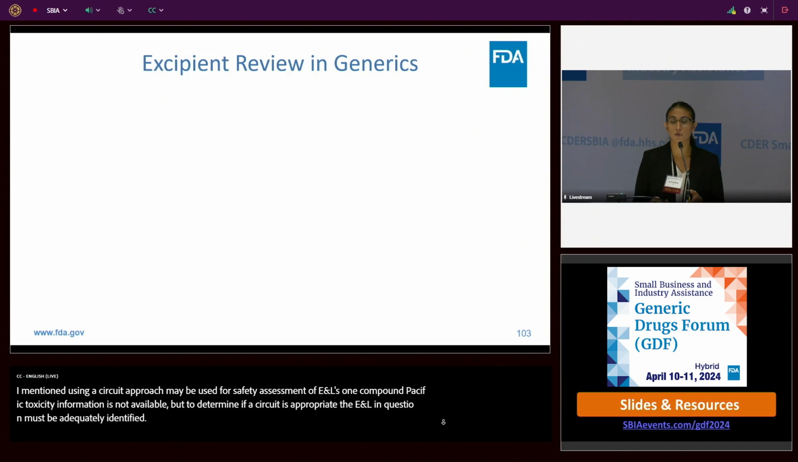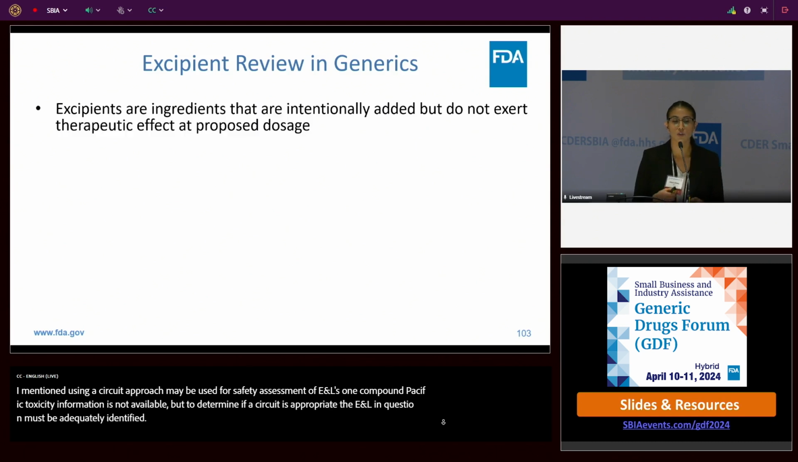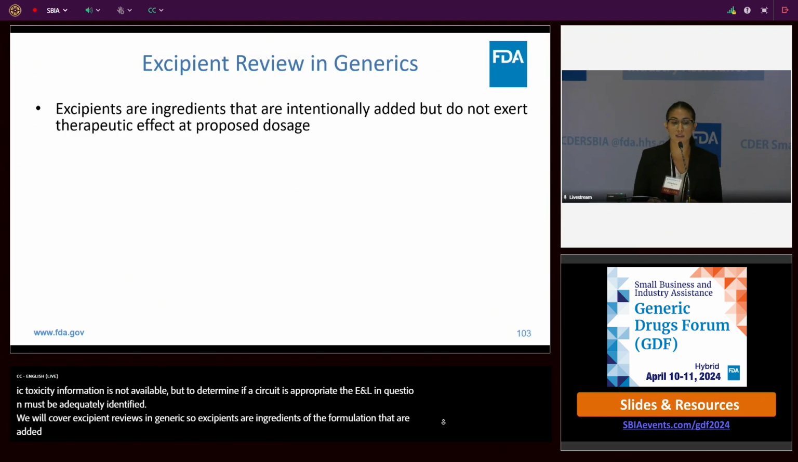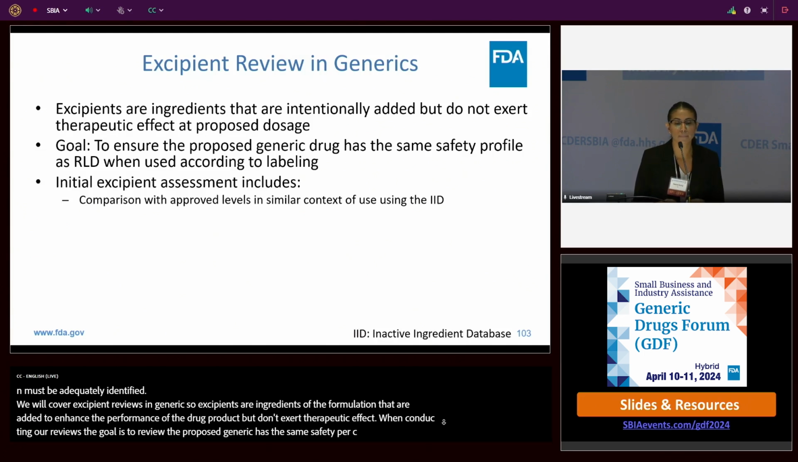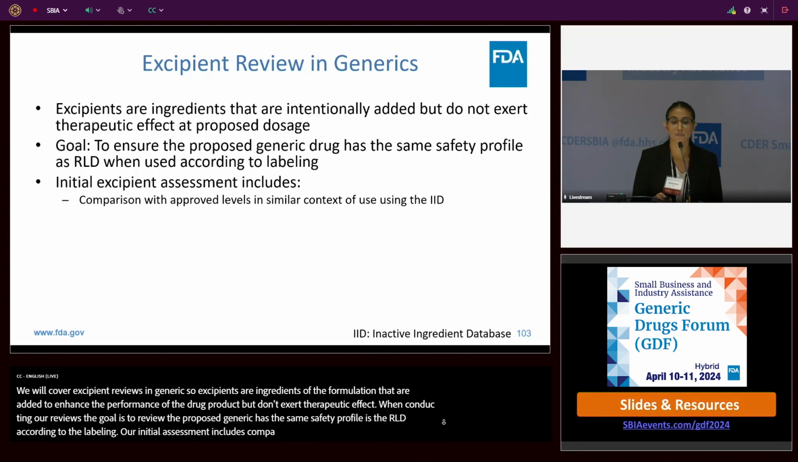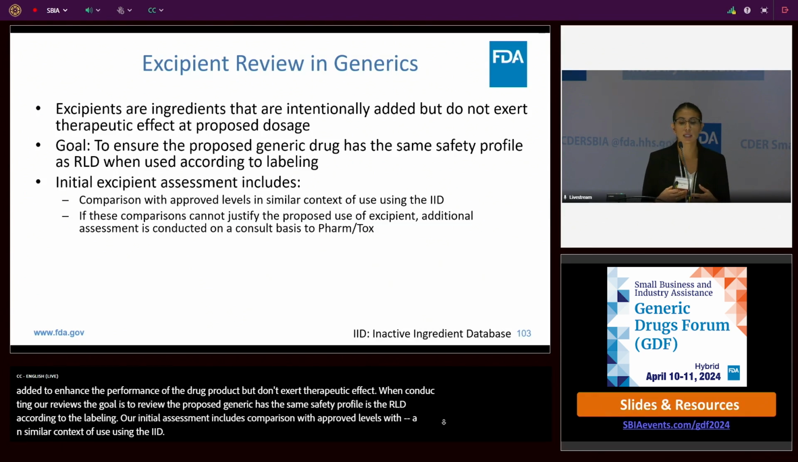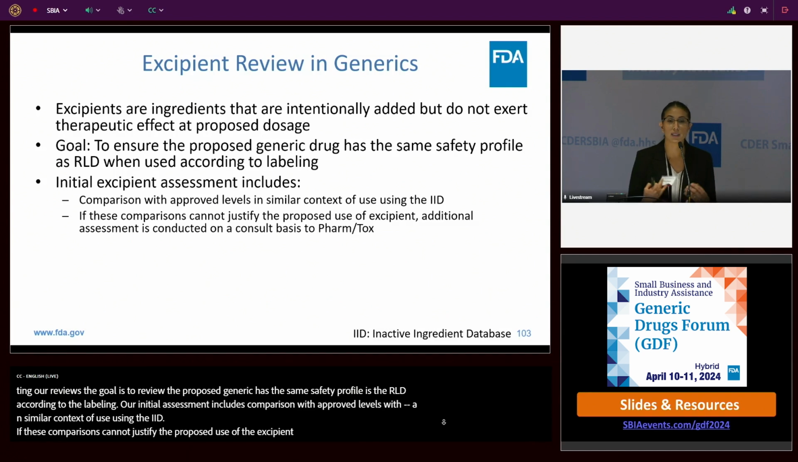Next, we will cover excipient reviews in generics. So excipients are ingredients of the formulation that are added to enhance the performance of the drug product but do not exert therapeutic effect. Again, when conducting our reviews, the goal is to ensure that the proposed generic has the same safety profile as the RLD when used according to the labeling. Our initial assessment includes comparison with approved levels in similar contexts of use using the IID. Now, if these comparisons cannot justify the proposed use of the excipient, additional assessment is conducted by DPTR on a consult basis.